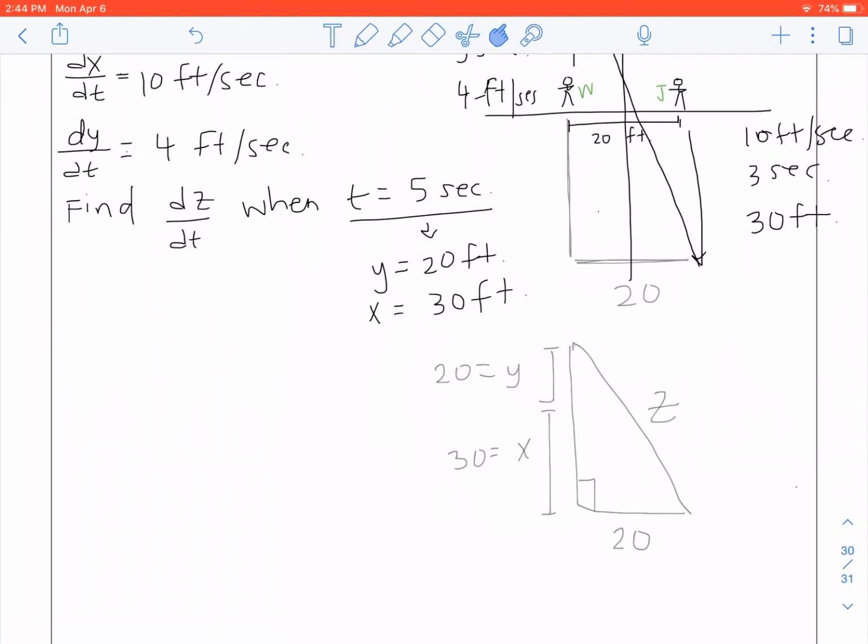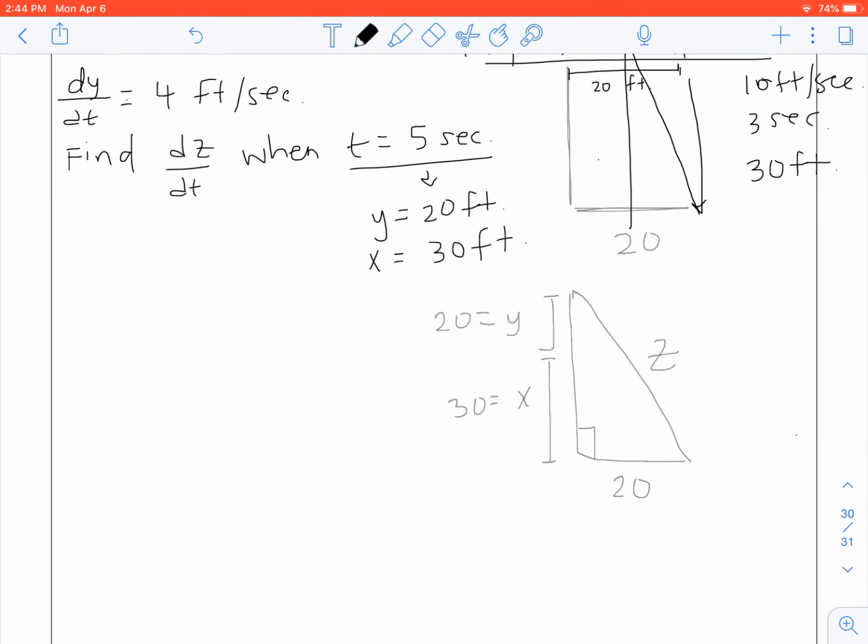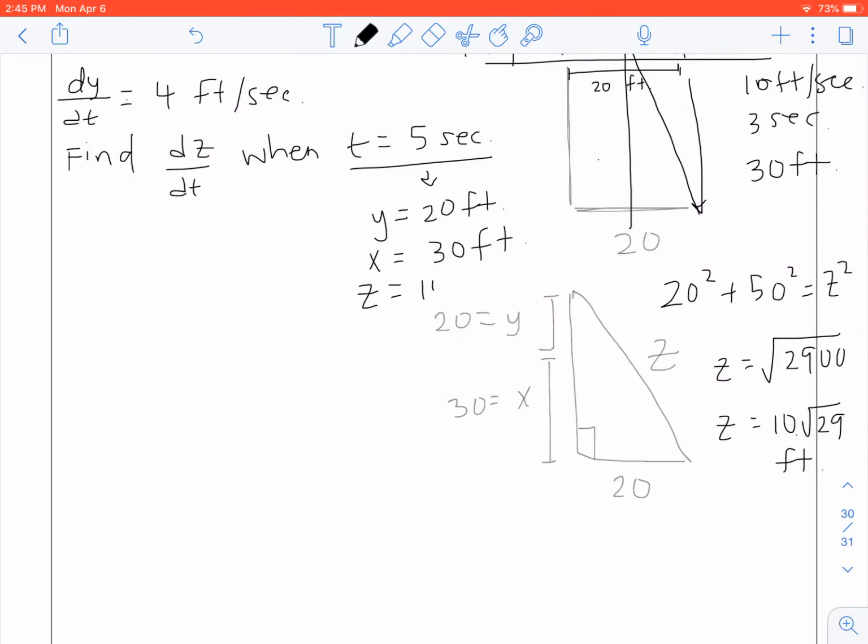So using that Pythagorean theorem, I'm going to have the distance of 20 squared plus 20 plus 30, which is 50, squared equals z squared. And again, just by adding x and y, you get 50. And then working this out, we get z is equal to the square root of 2,900, which simplifies, and since it's a distance, it's only positive, to 10 square root of 29 feet. So at 5 seconds, we knew y was 20 feet, x is 30 feet, and z is equal to 10 square root 29 feet.